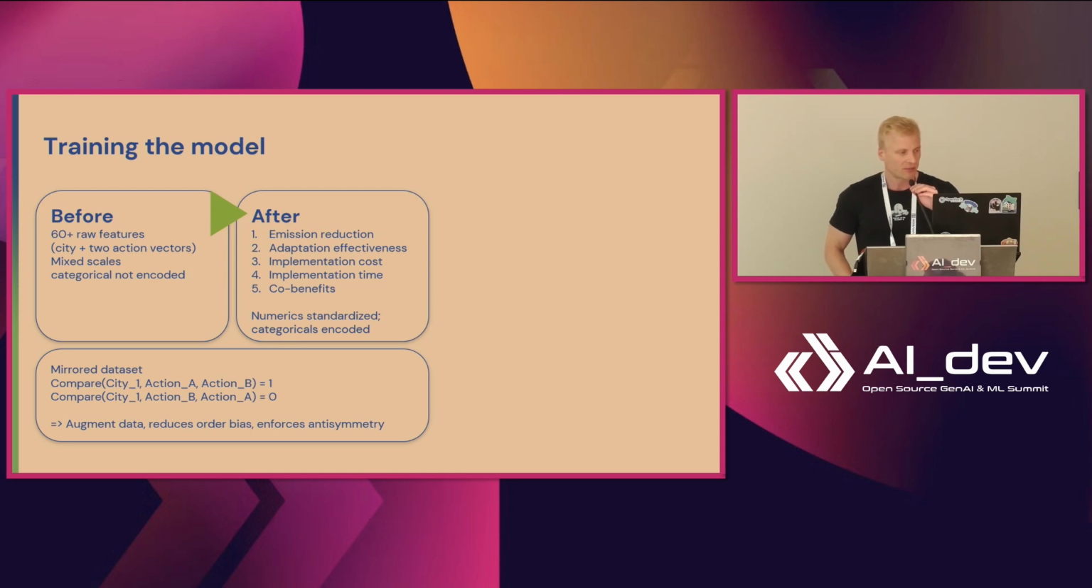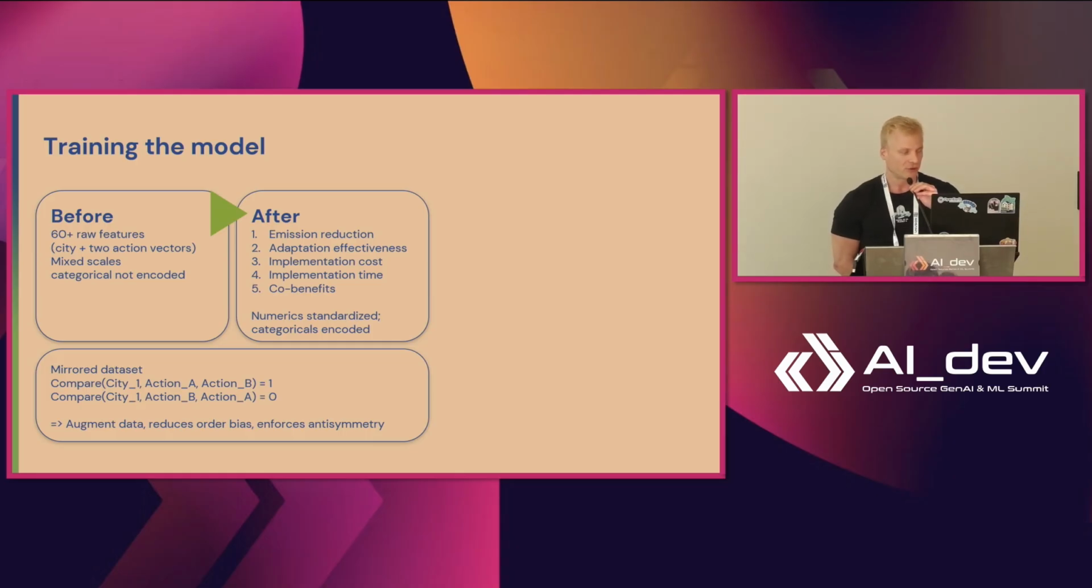And here's some information about training the model. So when we started, we had like 60 plus features, some important ones, some not so important ones, mostly all the features from the city and the actions. They had also mixed scales, categoricals not encoded. So this is a typical machine learning pipeline. Whoever of you worked in classical machine learning, this is nothing fancy here, so you will not be surprised by what you're going to see.